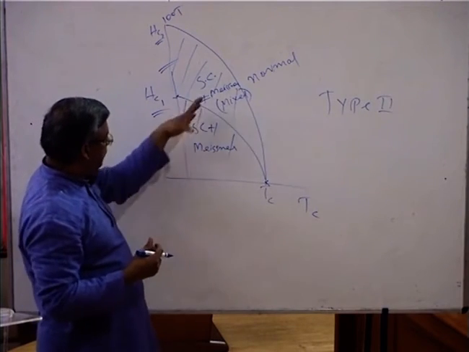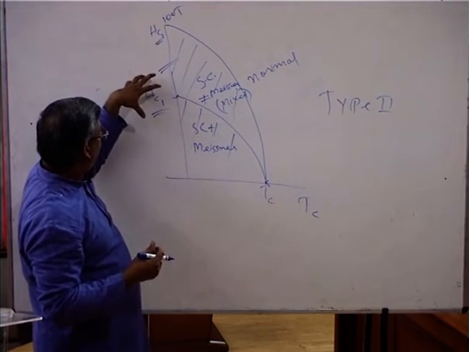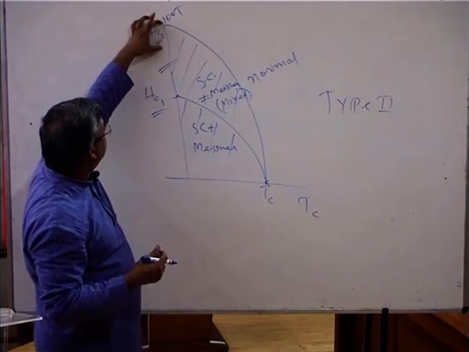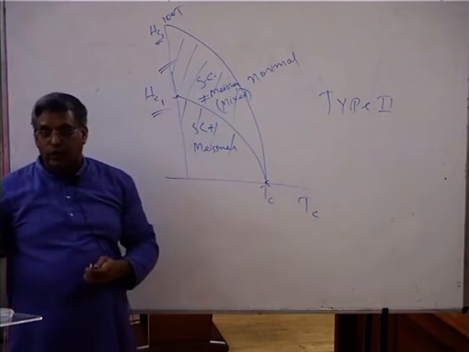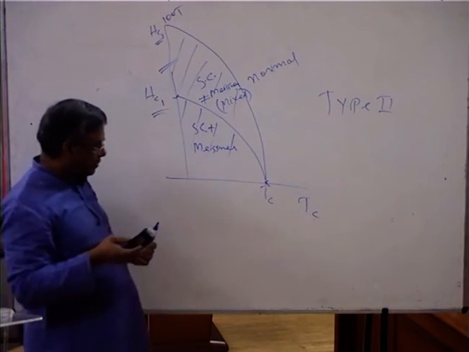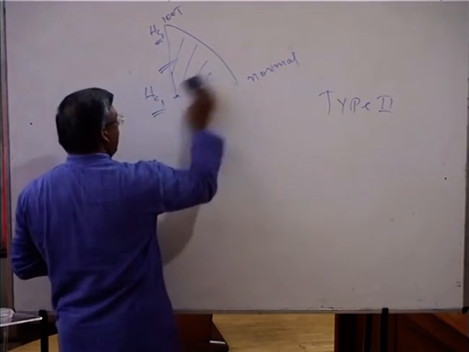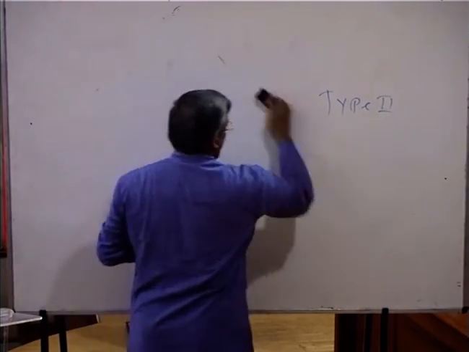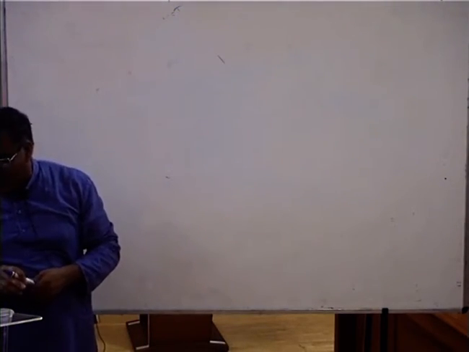So this is the typical behavior of a type 2 superconductor. There will be two critical magnetic fields, and generally HC2, the second value, will be very high, allowing you to carry a large amount of current so that you can make really super magnets which can be used inside MRIs or, as I told you, for maglev technology.